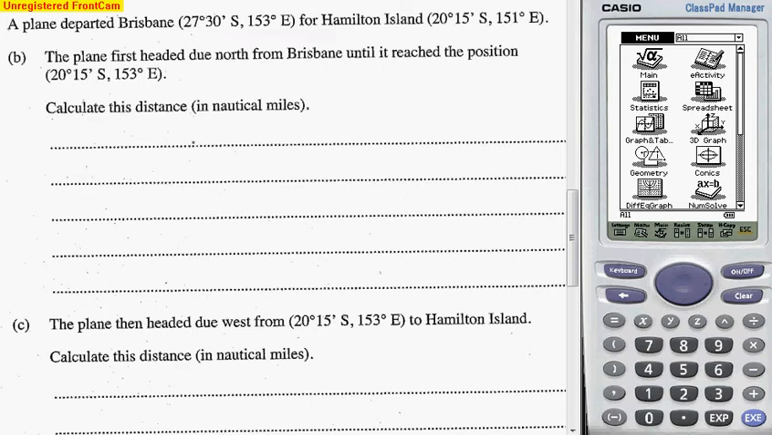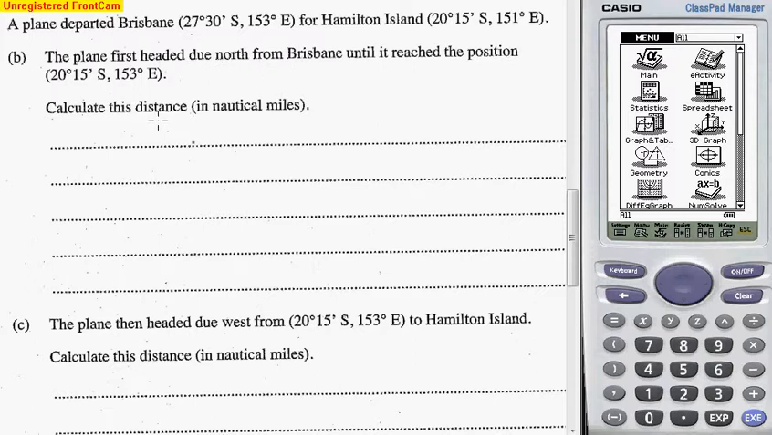This is question 11 from the 2013 end of year exam, and we're flying in a plane. It's leaving Brisbane for Hamilton Island. We've got the coordinates of the places, and part B: the plane first headed due north from Brisbane until it reached this position.